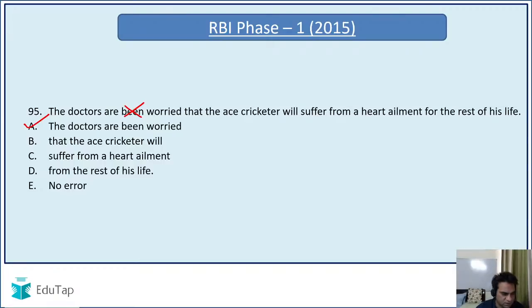For the heart, sir, for the heart? No, from the heart ailment, the would make it specific, YT man. From, he has not mentioned which ailment, but a heart ailment means a disease of the heart. So the doctors are worried that the ace cricketer will suffer from not the heart disease, from a heart disease for the rest of his life. They're worried about that. So he's not mentioned any specific disease, so it would be a heart ailment, not the.